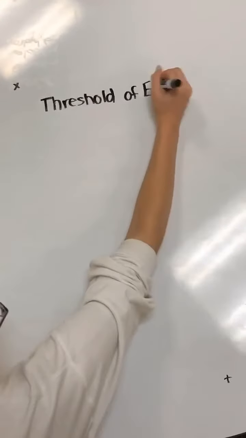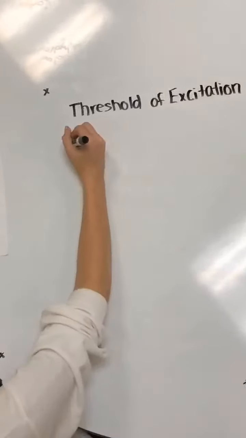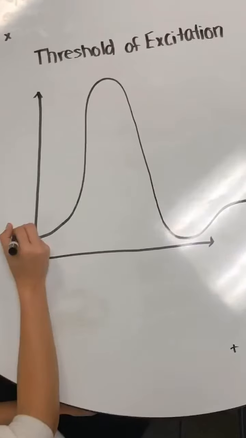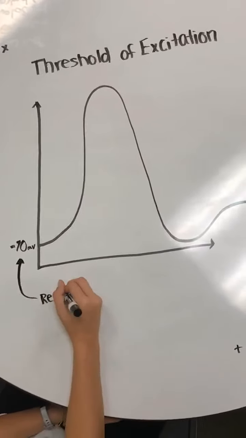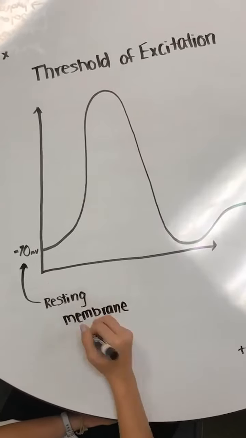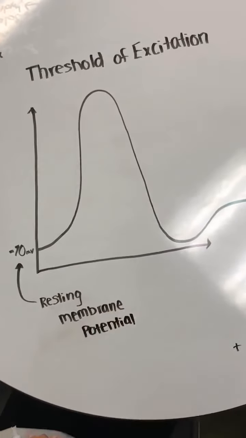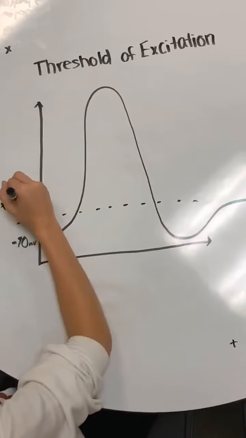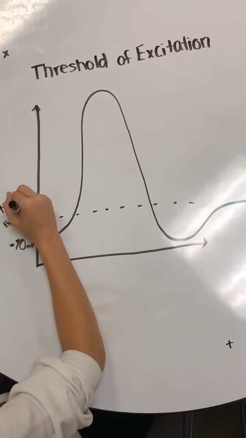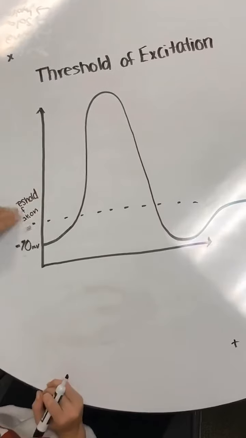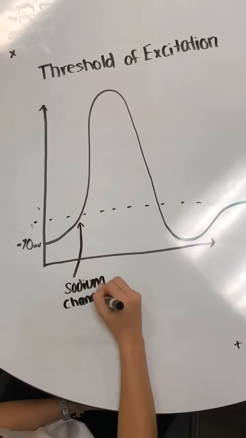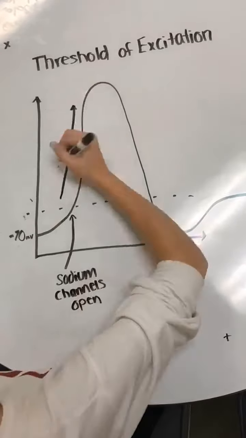First, we will begin describing the threshold of excitation. Originally, a cell's membrane is at negative 70 millivolts at resting membrane potential. Now, we will have to reach the threshold of excitation. This occurs when sodium channels open and a depolarization begins.